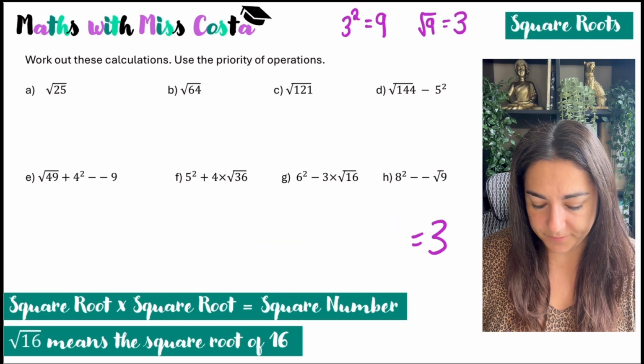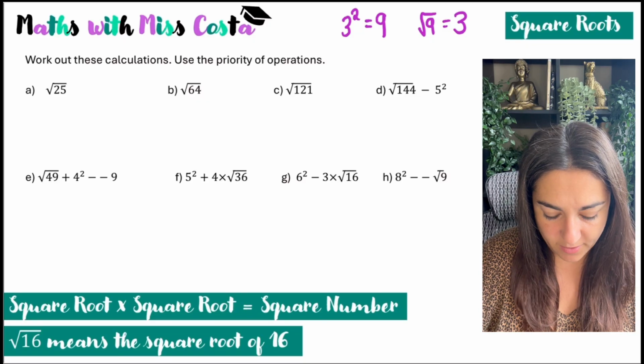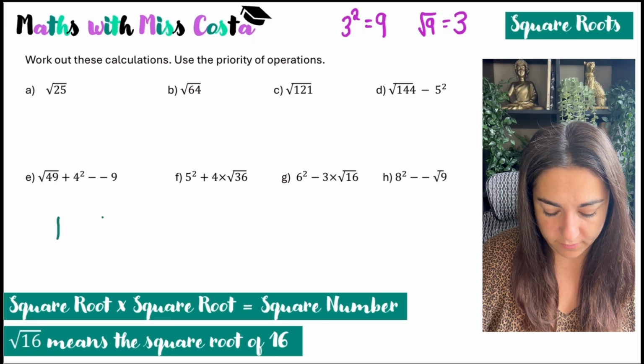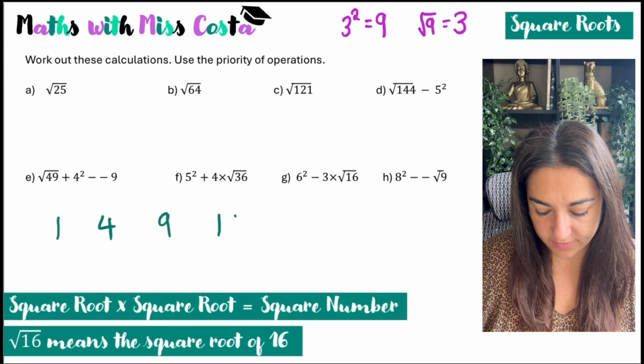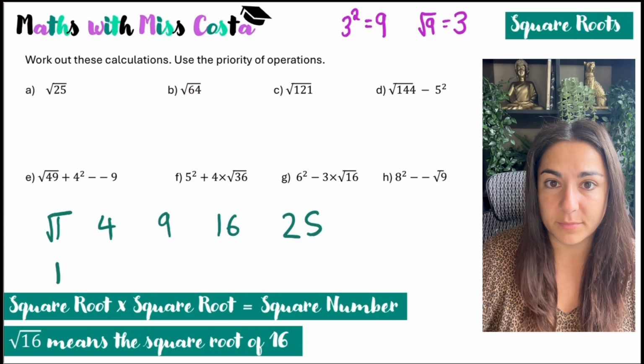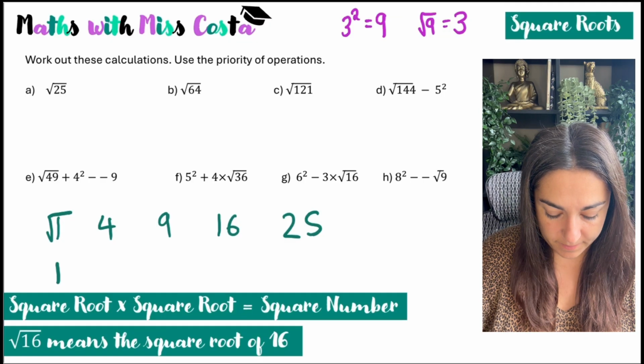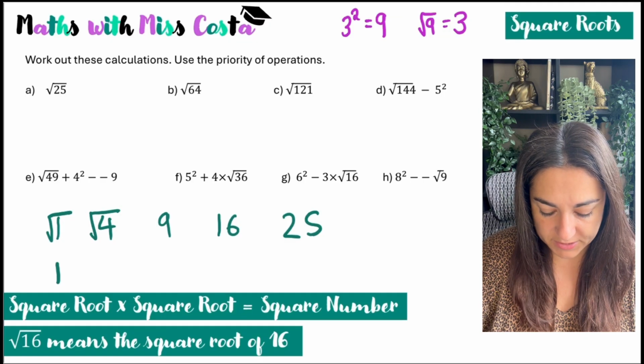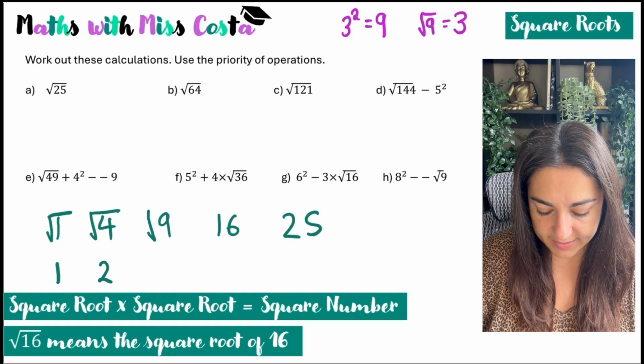just the opposite. So just a quick example, let's just do all the square numbers: 1, 4, 9, 16, 25. So the square root of 1 is going to be 1, because 1 times 1 makes 1. The square root of 4 is going to be 2. The square root of 9 is going to be 3.